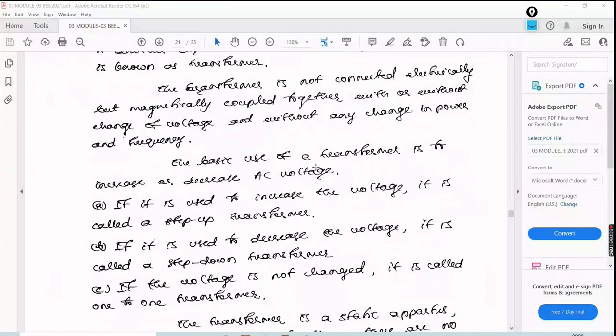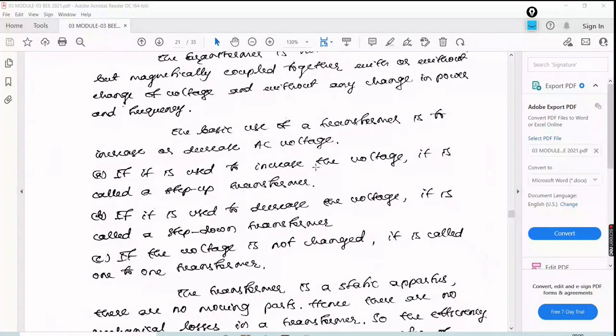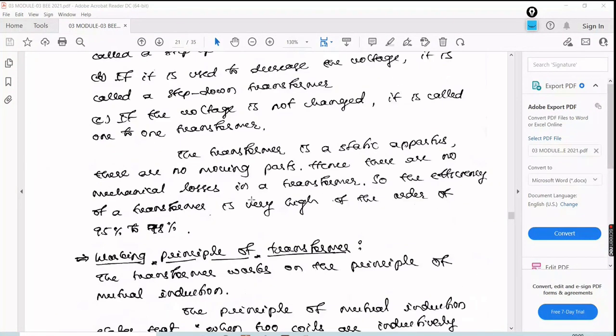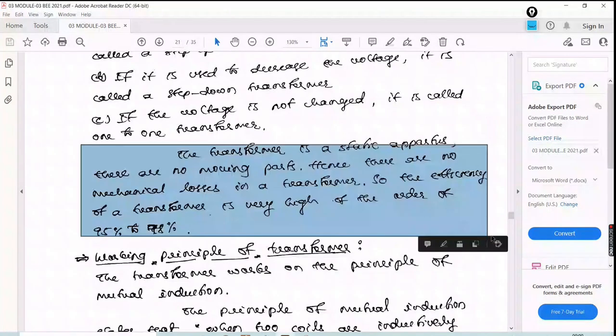Then the basic function of a transformer is to increase or decrease the voltage. That is called step up and step down. Without changing it, we can also maintain the voltage. That itself is called a 1:1 transformer. Why is it called a static machine? Because it does not have any moving part in it.